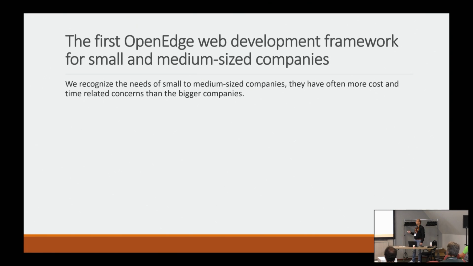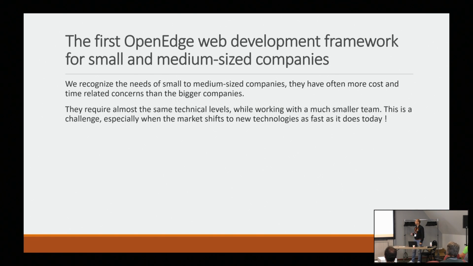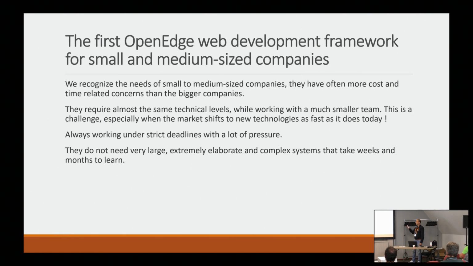Now, we recognize the needs of the small to medium-sized companies because they have often more costs and time-related concerns than the bigger companies. You know, they're a bit more lax, they have more budgets, but for us little guys, it's a bit more tight. And what we also require are the same technical levels as the bigger companies, but we're working with a much smaller team, and this is a challenge, especially when the market shifts as fast as it does today. So we have to step up as a smaller company. We're also always working under strict deadlines and with a lot of pressure. So we're recognizing all these things.